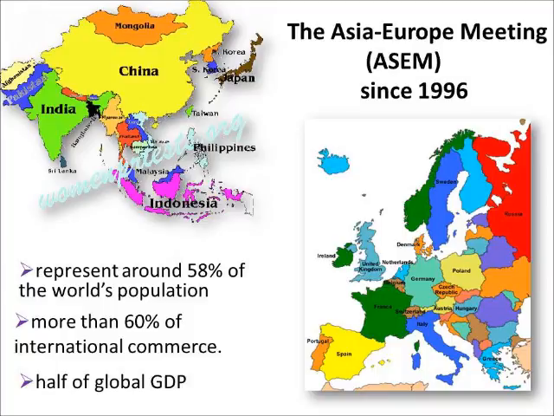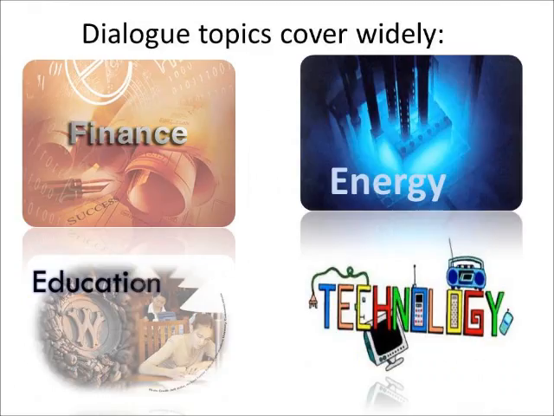Nowadays, relationship between Asia and Europe are getting close. In 1996, the Asia-Europe meeting was formed, providing a platform for the dialogue between the Europeans and Asia. Together, the members represent around 58% of the world's population, half of global GDP, and more than 60% of the international commerce. Dialogue topics cover finance, trade, culture, education, transport, immigration, climate change, information technology, food security, development, employment, energy security, global governance, and many more.